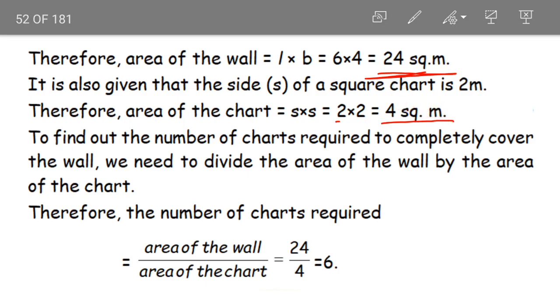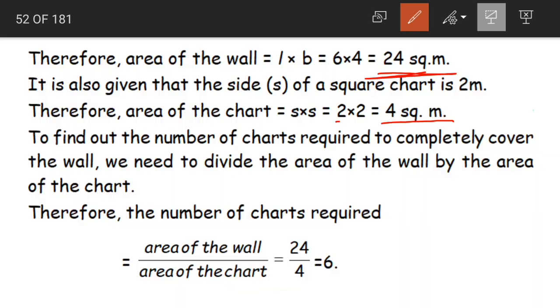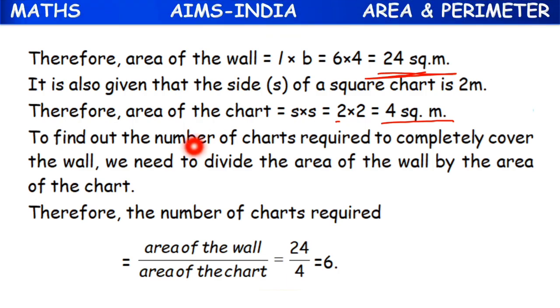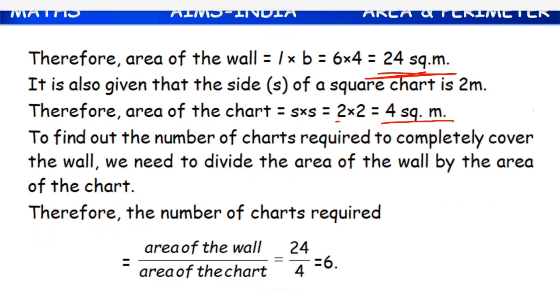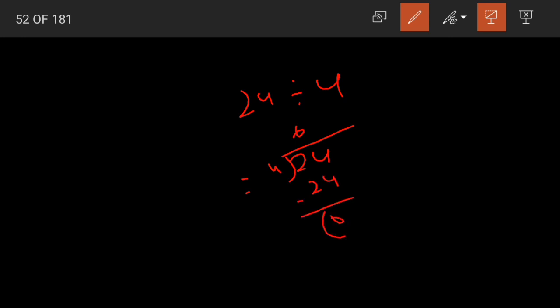That is equal to 24. Sorry, I wrote that the area of the wall is equal to 64, right? No, it is 24. 6 into 4, 24. So here to find out the number of charts required to completely cover the wall, we need to divide. What do we need to divide? The area of the wall, that is 24 square meters, by the area of the chart, that is 4 square meters. So when we divide 24 by 4, we have 4 6 are 24 and the remainder is 0.